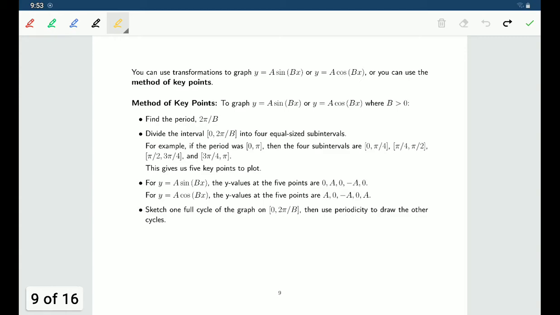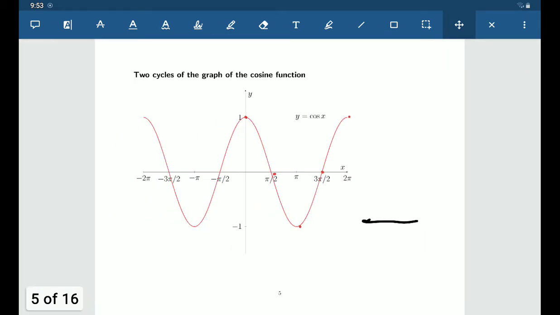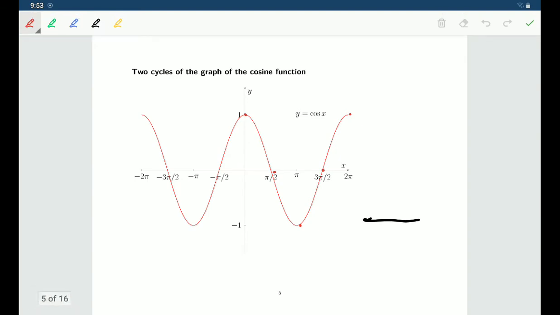Once I've done that, I'm going to take my interval and chop it into 4 equal-sized pieces. Because, of course, if you're thinking back to the basic cosine function that we saw, or the basic sine function, as you move from one key point to another, from the maximum value to the x-intercept, that's the same distance as from the x-intercept to the minimum value, and that's the same distance horizontally from that minimum value to the next x-intercept. For the graph of cosine of x, where the period is 2 pi, every 90 degrees is one chunk. It's one of the 4 subintervals.